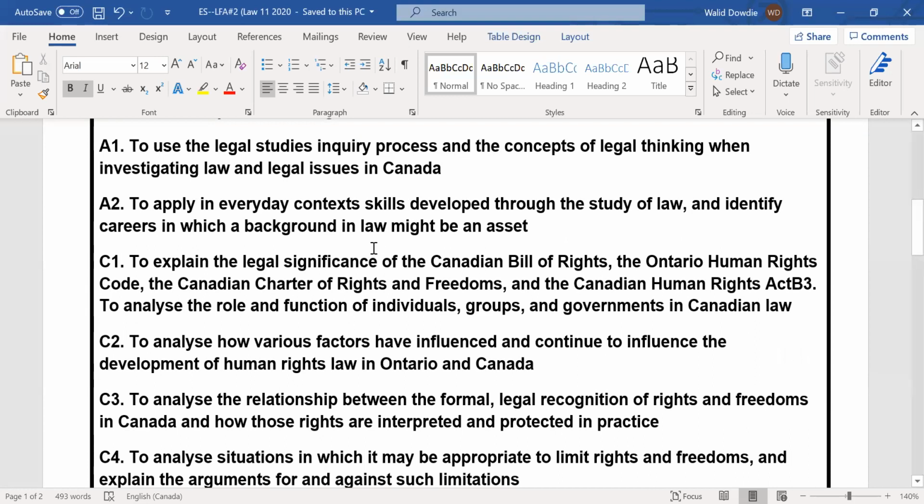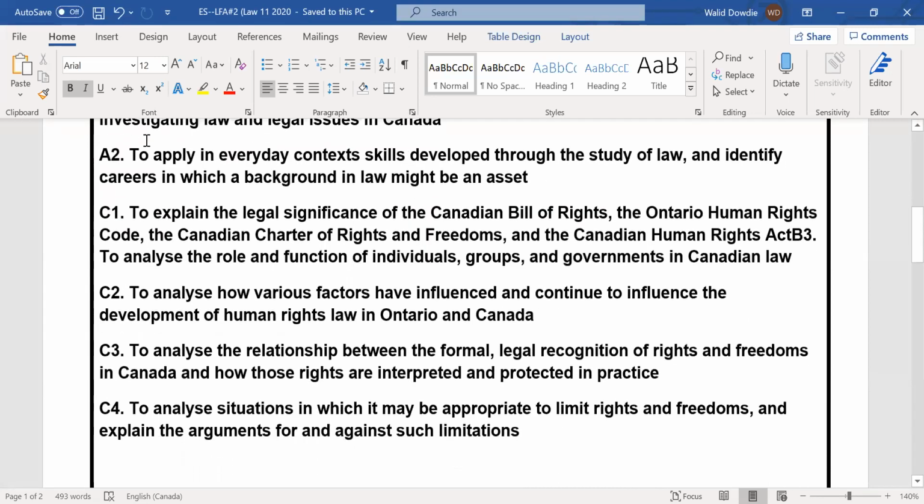To analyze the relationship between formal legal recognition of rights and freedoms in Canada and those rights that have been interpreted and protected in practice. And to analyze which situations may be appropriate to limit rights and freedoms and to explain the arguments against such limitations.